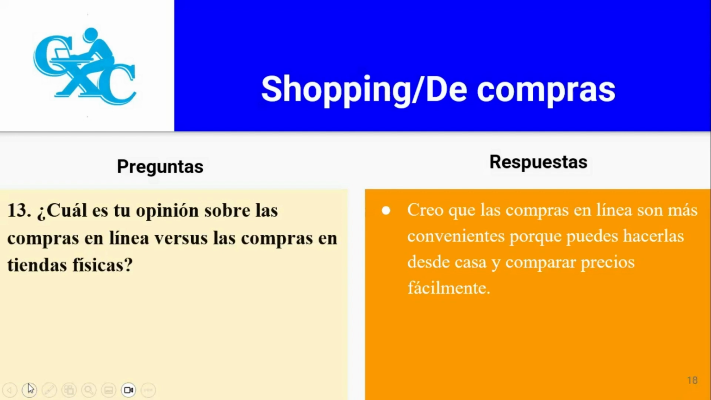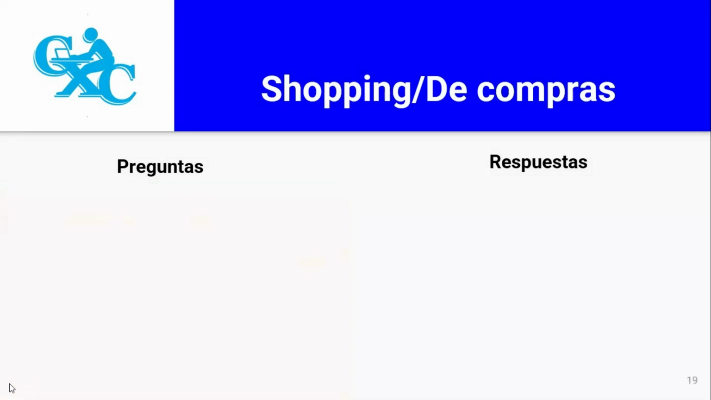Creo que las compras en línea son más convenientes porque puedes hacerlas desde casa y comparar precios fácilmente. Excelente. Look at the expressions, all right? Son más convenientes. You can just say that. Creo que las compras en línea son más convenientes. Or you can elaborate and go more. Or you can say, creo que las compras en línea son más convenientes porque puedes hacerlas desde casa. Or you can say, porque puedes comparar precios fácilmente. All right? Excelente. So now, lo siento.